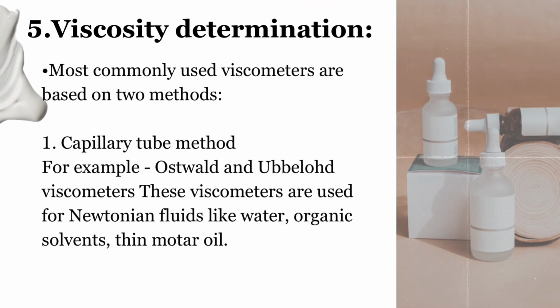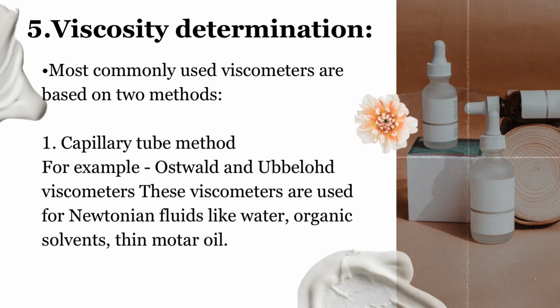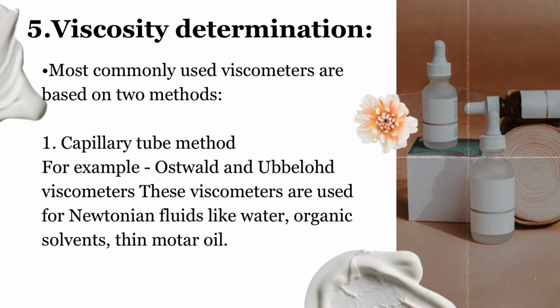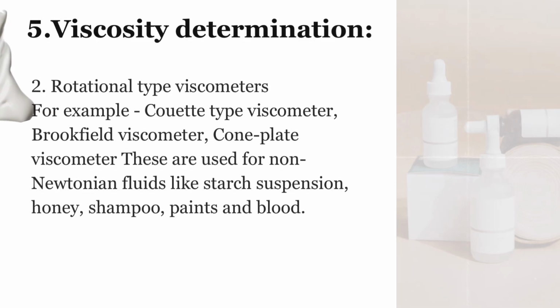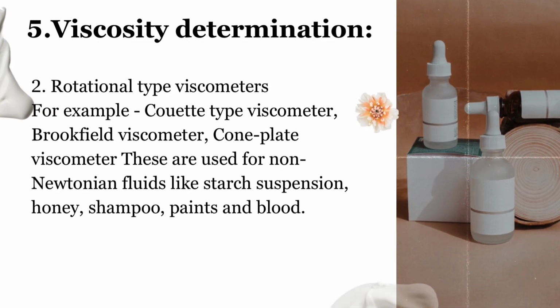5. Viscosity determination. The most commonly used viscometers are based on 2 methods. 1. Capillary tube method, for example, Ostwald and Ubbelohde viscometer. These viscometers are used for Newtonian fluids like water, organic solvents, thin motor oil. 2. Rotational type viscometer, for example, coaxial type viscometer, Brookfield viscometer, cone plate viscometer. These are used for non-Newtonian fluids like starch suspensions, honey, shampoo, paints, and blood.